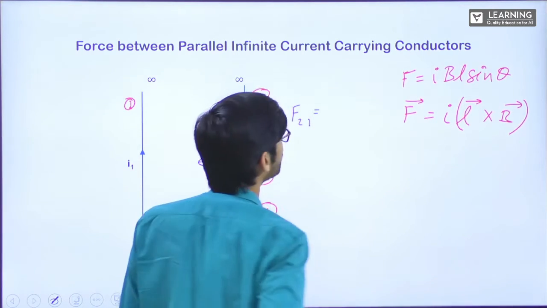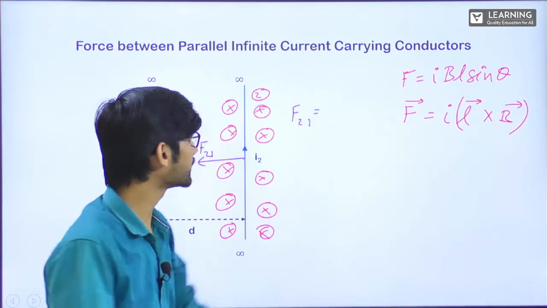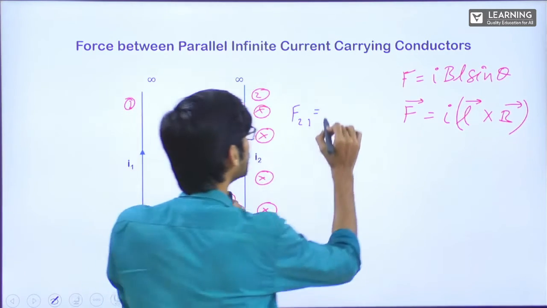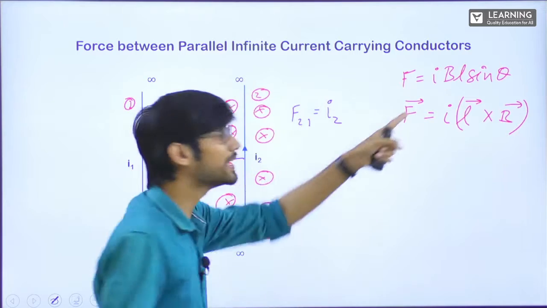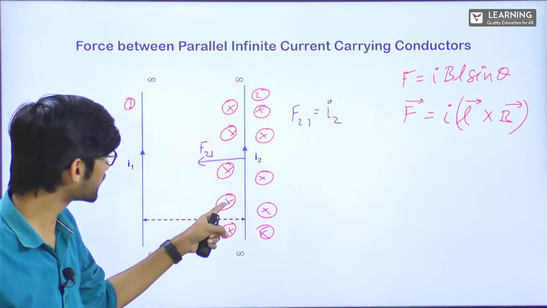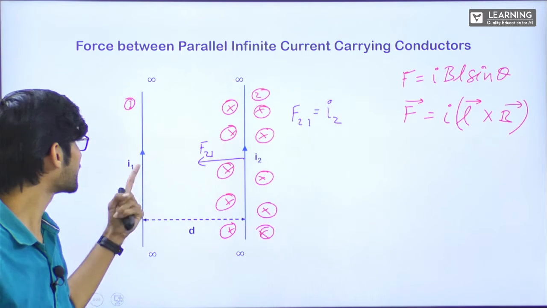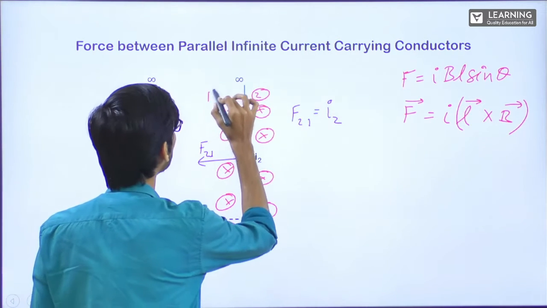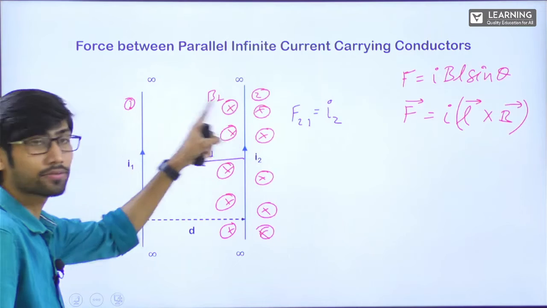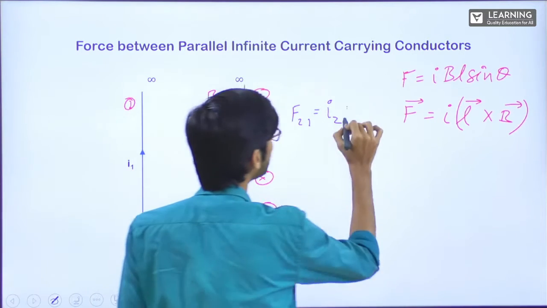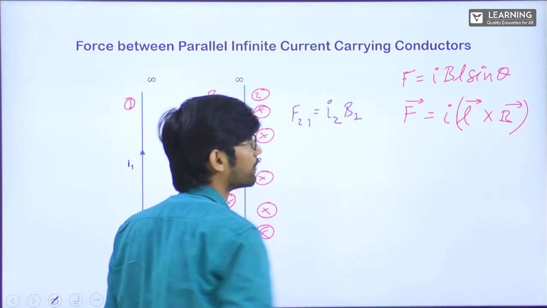F21 is equal to I B L sine theta, where I is the current flowing in the conductor, that is I2, and B is the external magnetic field, right? So the external magnetic field is this, which is produced by this wire. So let's say this is B1. I am naming this magnetic field as B1 because this magnetic field is due to this wire. All right. So here B1 L.